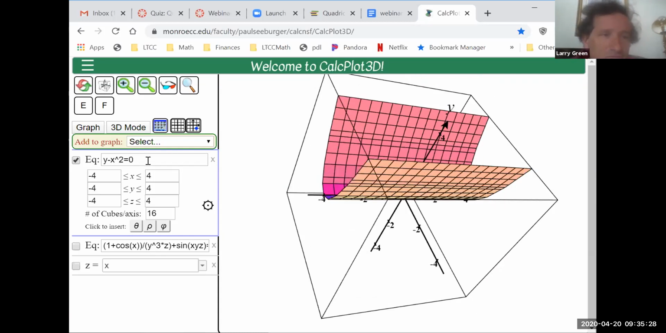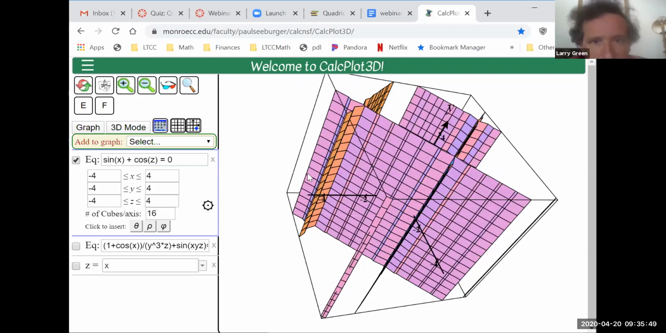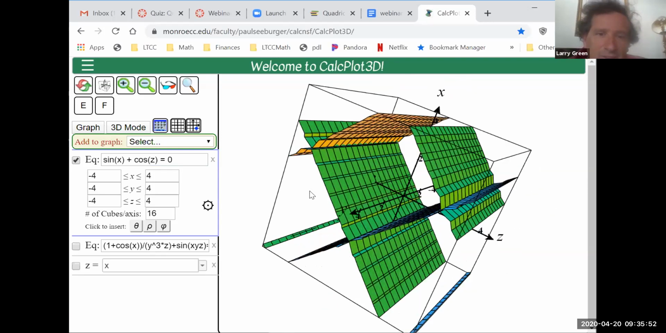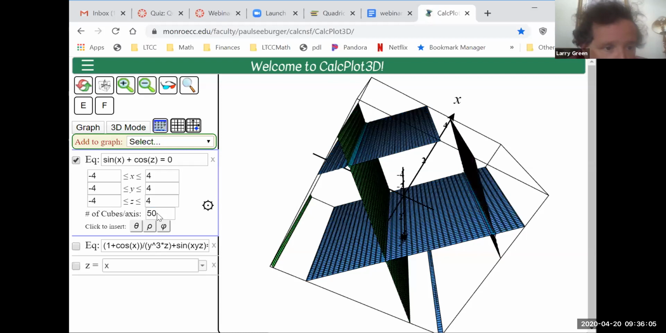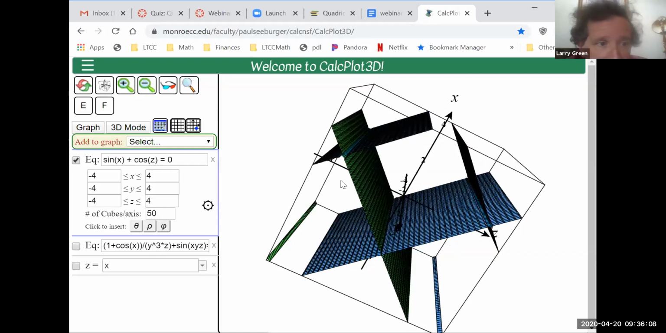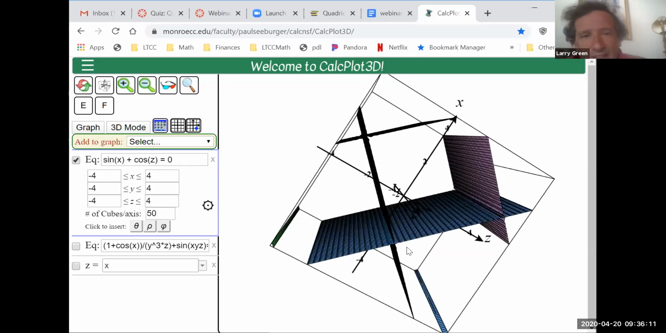Okay. You could do, I don't know, how about sine of x plus cosine of z equals 0. And this one's a bit crazier. Probably want more than 16 because you're not seeing it very well. So how about 50? And it gives you some weird looking stuff.